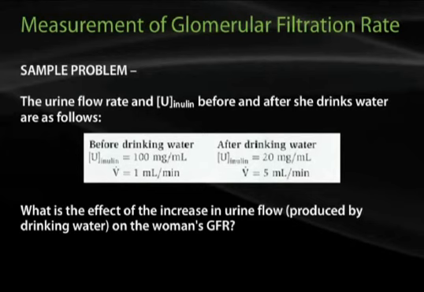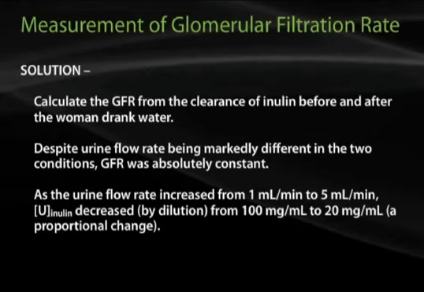Before drinking, the urine concentration of inulin is 100 mg per milliliter, and the urine flow rate is 1 milliliter per minute. After drinking water, the urine concentration of inulin is 20 mg per milliliter, and the urine flow rate is 5 milliliters per minute. Thus, what is the effect of the increase in urine flow produced by drinking water on the woman's GFR?